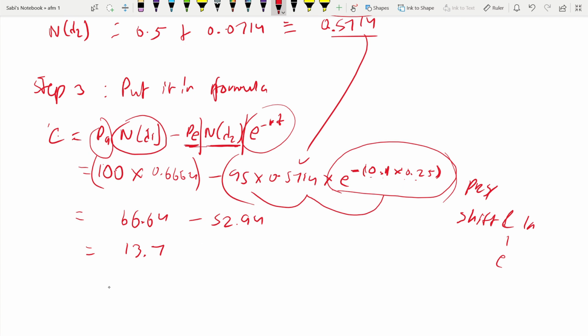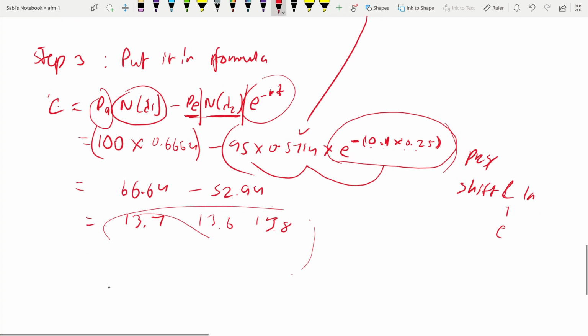Some of you might get 13.6. Some of you might get 13.8 or 13.7. In this range, if your answer is correct, do not break your head over the exact number. So the answer is 13.7. This is the value of the call option. 13.7 dollars, always with the dollar sign.